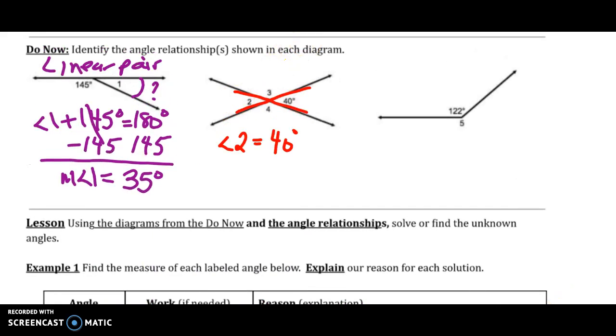Well, we have 2 more angles in that diagram. You have a variety of ways of solving for this one. We're going to do 3 next. Okay, angle 3 plus 40 degrees equals 180. Again, they are supplementary or a linear pair. So angle 3 is 140 degrees.